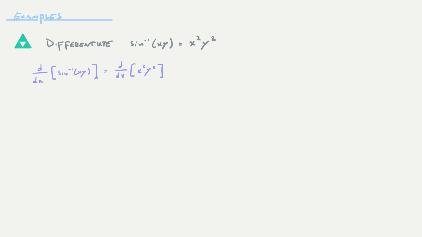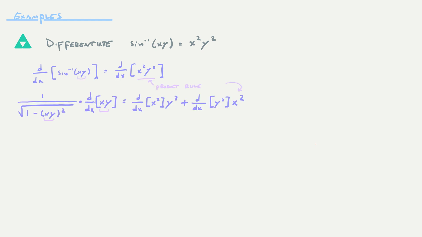Okay, so first we're going to take the derivative with respect to x on both sides. We do need to use chain rule here. The inside is xy, so this is just normal chain rule stuff. You get 1 over the square root of 1 minus xy squared times the derivative of the inside function, which was xy. The right side is product rule. So that's what this is. This is product rule: derivative of the first function times the second function plus derivative of the second function times the first function. That's product rule stuff. Okay, so now let's actually take the derivatives.